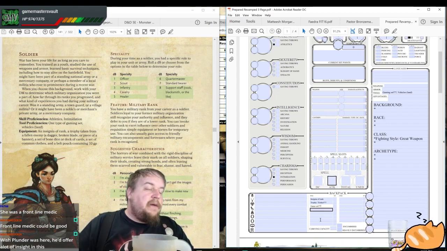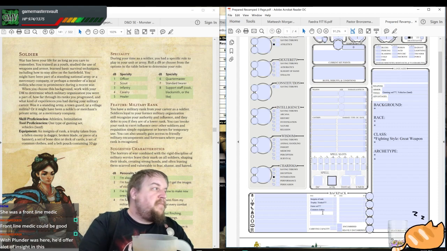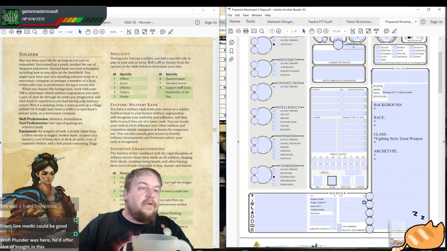A set of common clothes. And a belt pouch containing 10 gold.